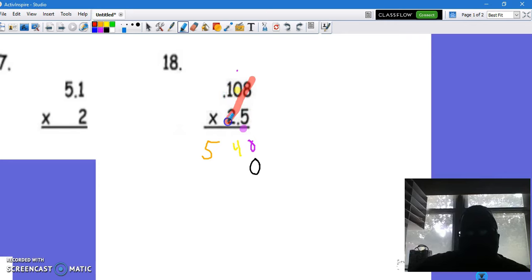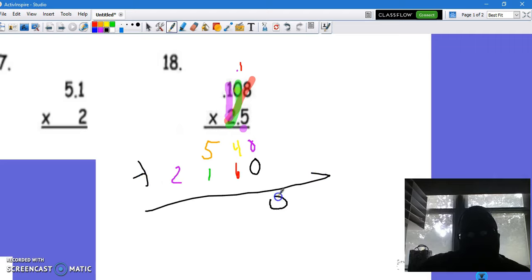Let's do the 2. 8 times 2, 16. 0 times 2, 0 plus 1 is 1. 1 times 2 is 2. And now we add. 0 plus 0 is 0. 6 plus 4 is 10. 5, 6, 7, and 2.